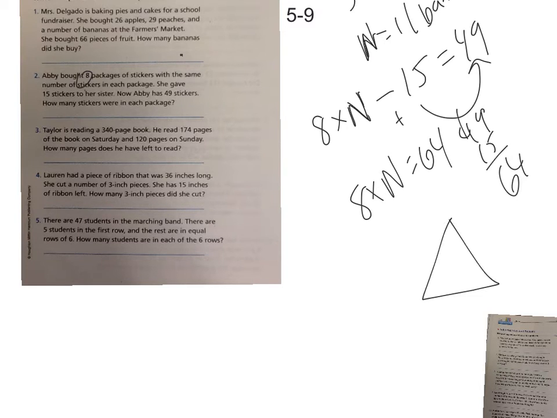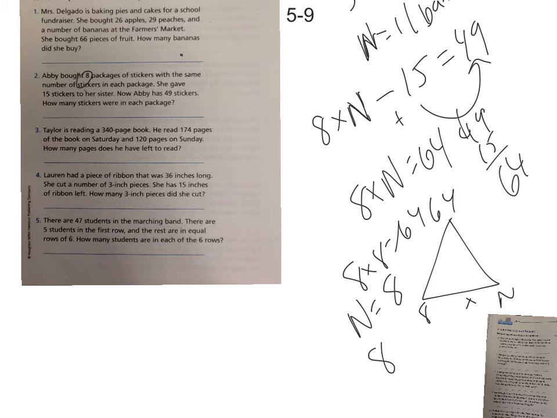Now I have 8 times something equals 64. You know from a triangle, 64 is the big number. 8 is here. 8 times what will get you 64? Well, you know that 8 times 8, or you should be knowing this soon, 8 times 8 equals 64. So n equals 8, and the answer is 8 stickers. Hopefully you're writing all of this down.